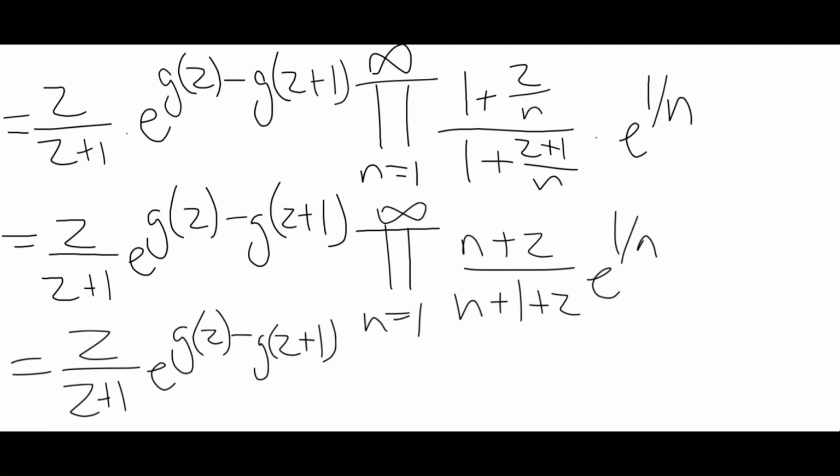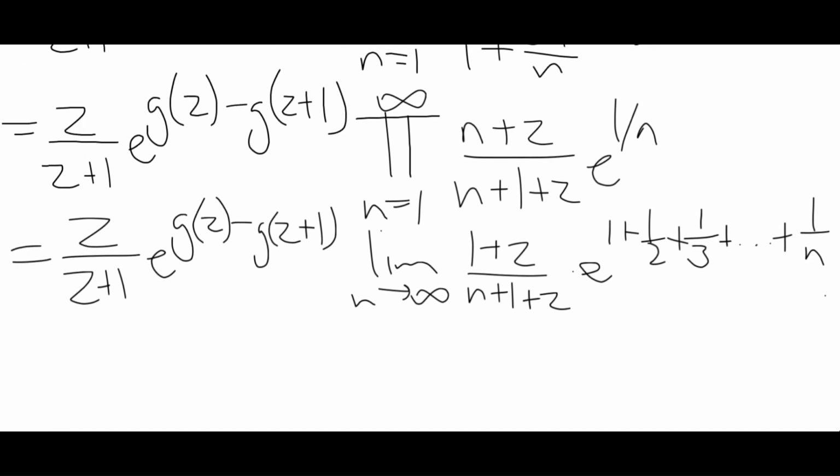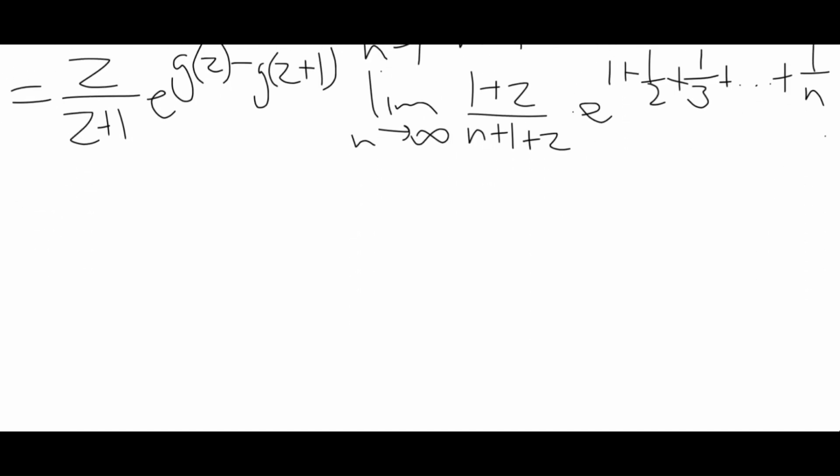Now, to make this rigorous, I'm going to have to take a limit. So I'm starting with 1 plus z in the numerator, and then everything will telescope up to n plus 1 plus z. And then I have e to the 1 plus a half plus a third, and so on up to the nth term. Now the factors of z plus 1 cancel.